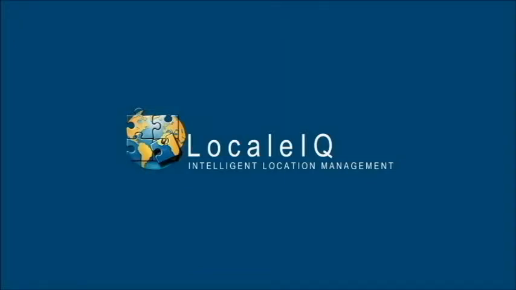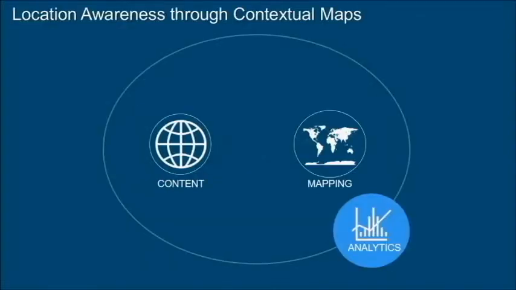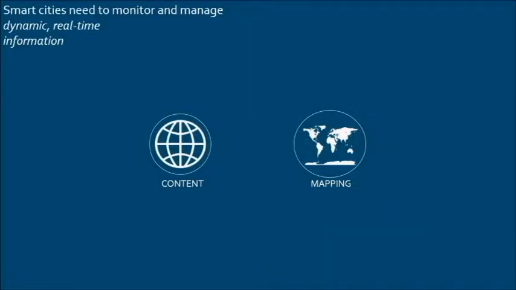The following overview presents the value and example use cases of LocaleIQ for cities and counties. In its simplest form, LocaleIQ combines mapping with content management and analytics. But what makes us different is that we focus on giving our customers a way to create location awareness through contextual maps. We started LocaleIQ as a solution for public land managers to map their lands and infrastructure to share this information with their visitors in an interactive digital map.